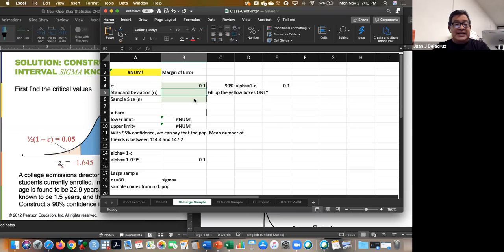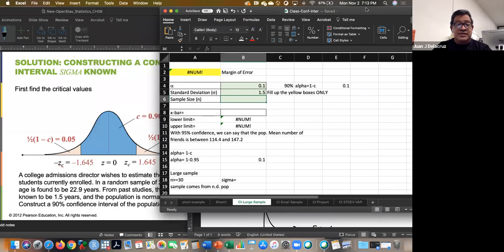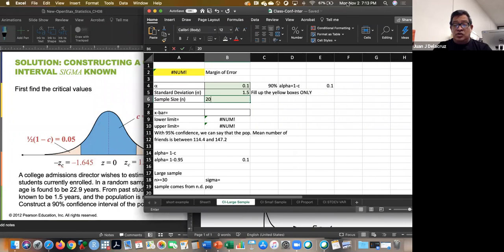I have a standard deviation that is 1.5, and a sample size of 20 students, right? As you can see, my sample size is very small, but what makes the case for this is the fact that we have sigma, the population standard deviation. In this case, the sample size is lower than 30, but we have sigma. Whenever we have the value of sigma, we can apply the normal distribution. So in this case, the margin of error is going to be 0.552.